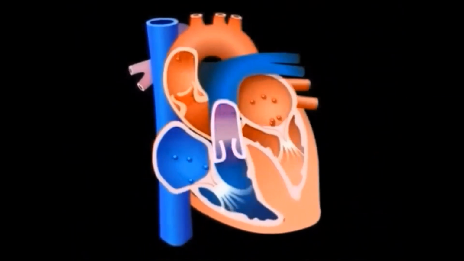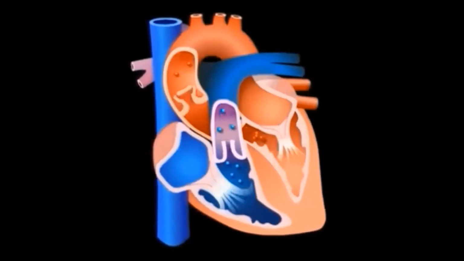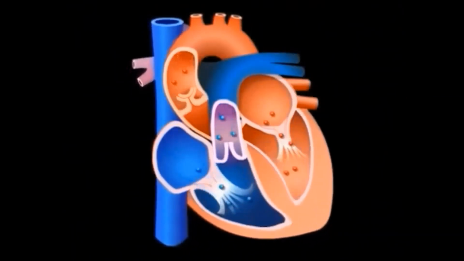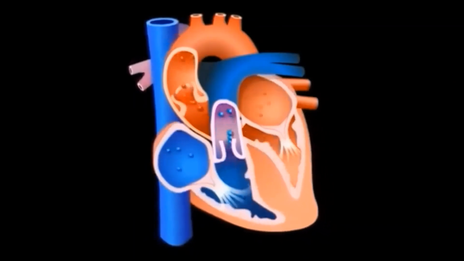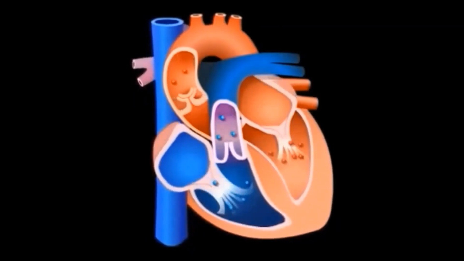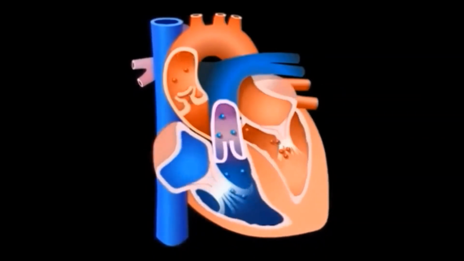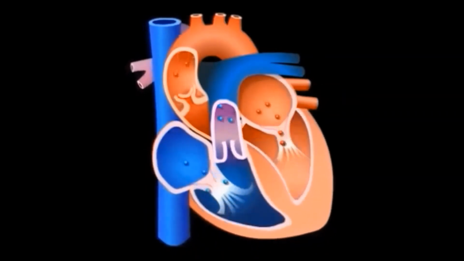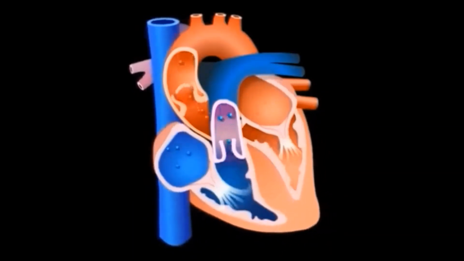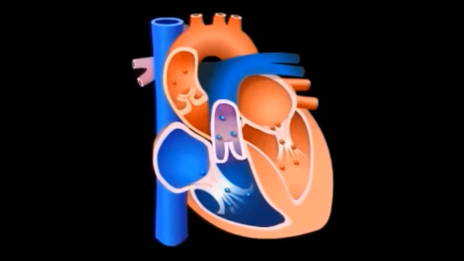Meanwhile, the atria have been filling with blood during the ventricular systole. As the ventricles relax, blood flows from atria into ventricles, forcing the atrioventricular valves to open again. Another cardiac cycle starts again.